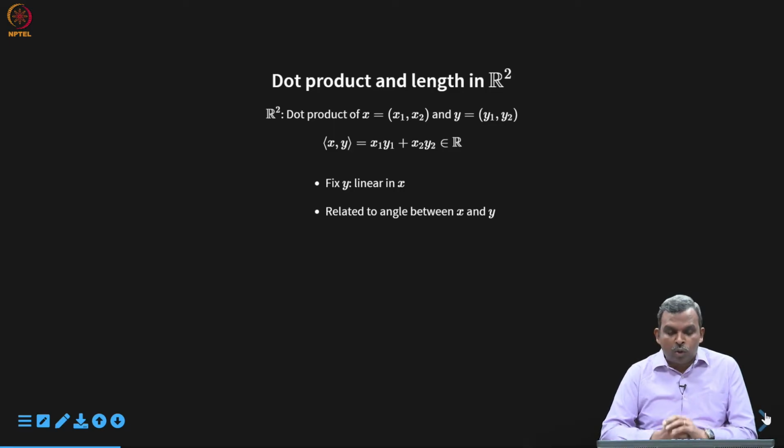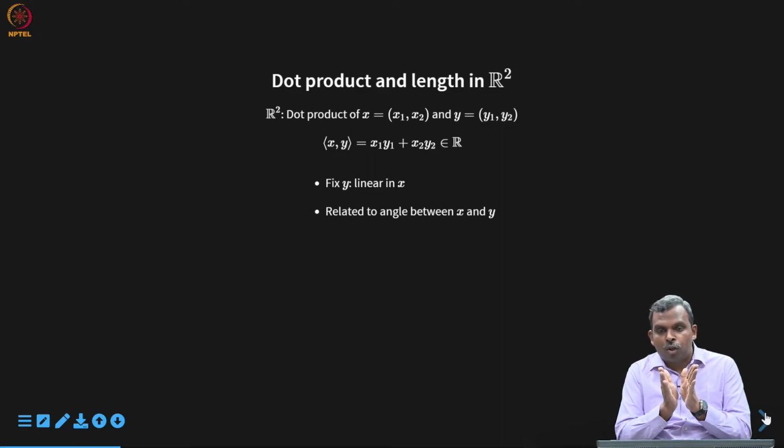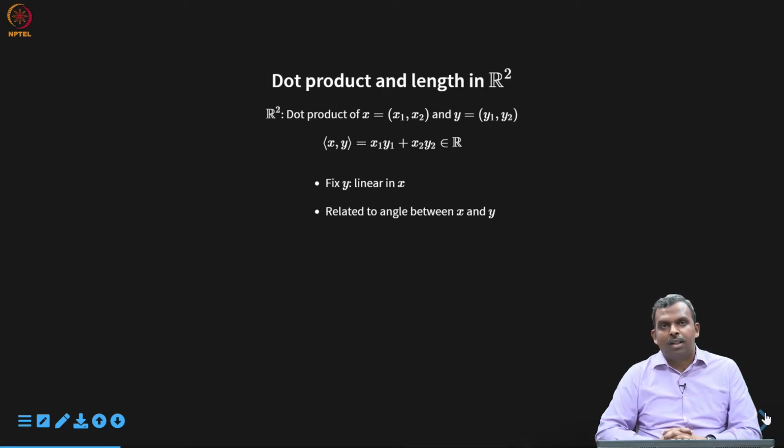Okay, so we also know from our experience from before that the dot product is related to the angle between x and y. So on the real plane, if the dot product is high, then the two vectors are in a similar direction. If the dot product is very small, then the two vectors are sort of orthogonal to each other, and the angle is related in that fashion.